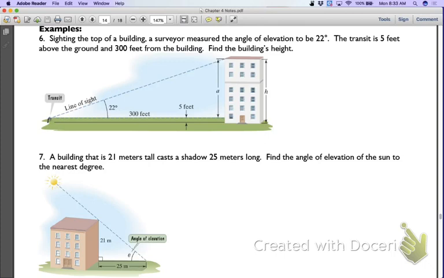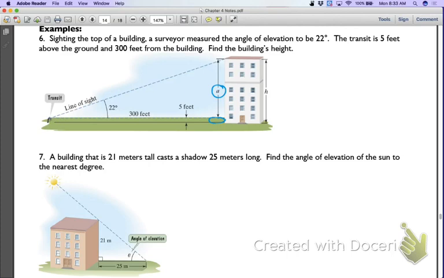Okay. So what we have to find is you're going to use right triangle trig. What I would suggest is to figure out what A is first, and then tack on the extra 5 feet that we have down here, because it wants to know the actual height of the building.